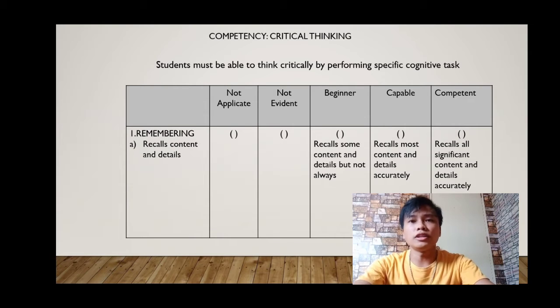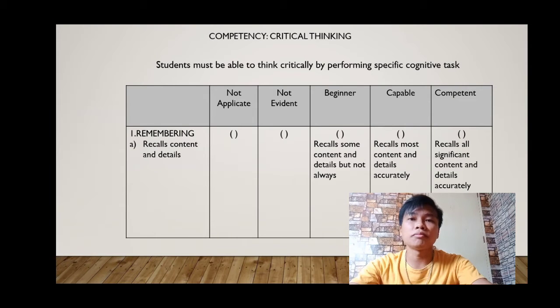So an example of this, the student recalls, like I said earlier, the student recites to the question of their teacher. He or she answered most of the questions or the details accurately. But there are some content or details that they didn't remember. So next is the category which is competent.